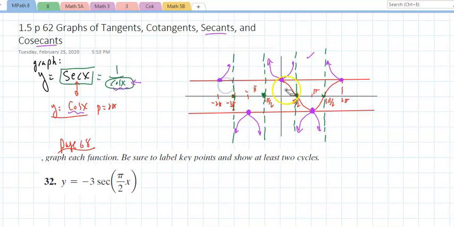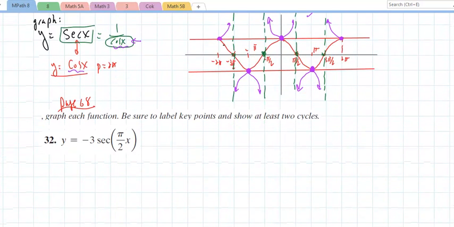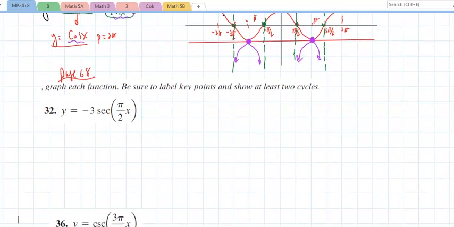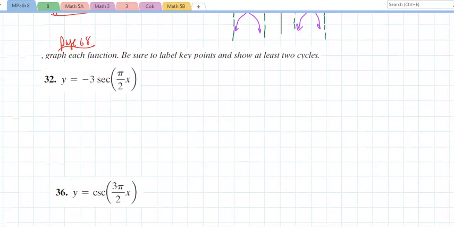Now, I do want to point out, this part is for reference. The back of the book doesn't have this. They have it listed literally the way you see it. You could leave it like that if you wish, or you could leave those on. I couldn't care less. So, secant and cosecant, that's how we graph them.